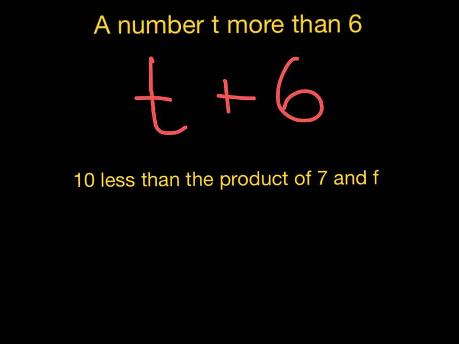Alright, let's look at the second one. It says 10 less than the product of 7 and f. So be careful here, because even though 10 less comes first, that has to be subtracted from the product of 7 and f. So let's look at the product first. The product means that we're going to multiply. And the number and the variable being multiplied are 7 and f. And it's going to be 10 less than that. So minus 10.